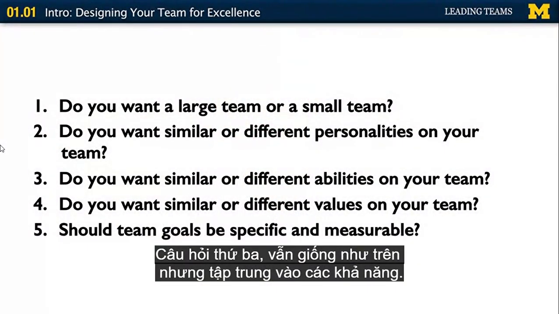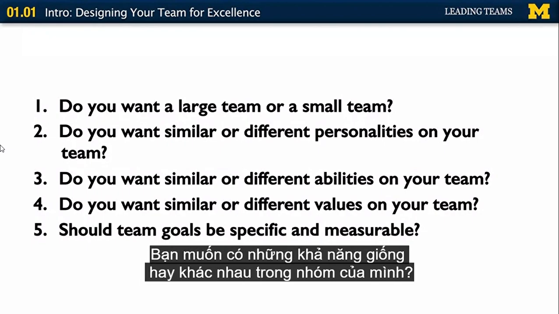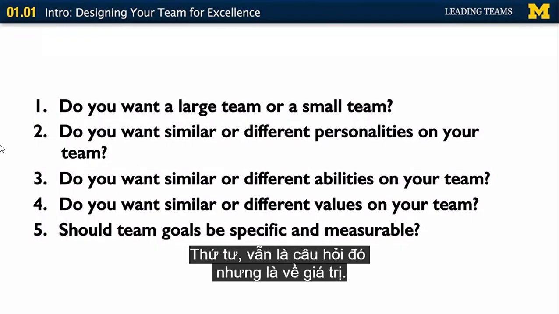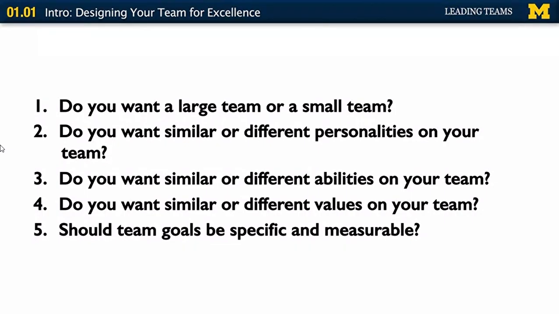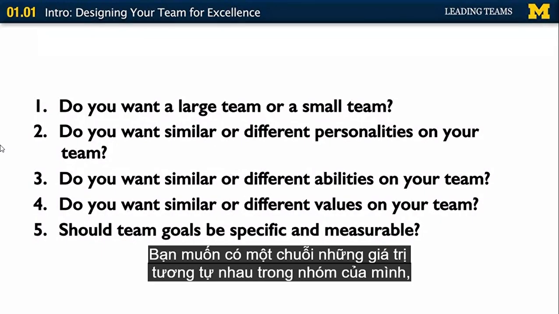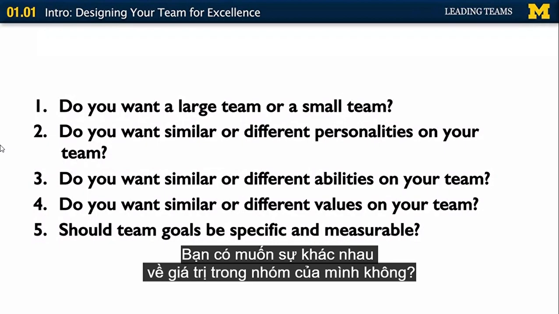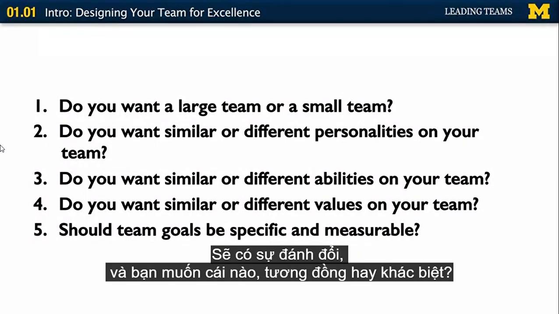The third question, same question, but now focused on abilities. Do you want similar, or do you want different abilities on your team? Fourth question, same question, but now focused on values. Do you want similar sets of values among your team members, or do you want diversity? Do you want difference in terms of values on your team? There will be trade-offs. Which do you want, similar or different?